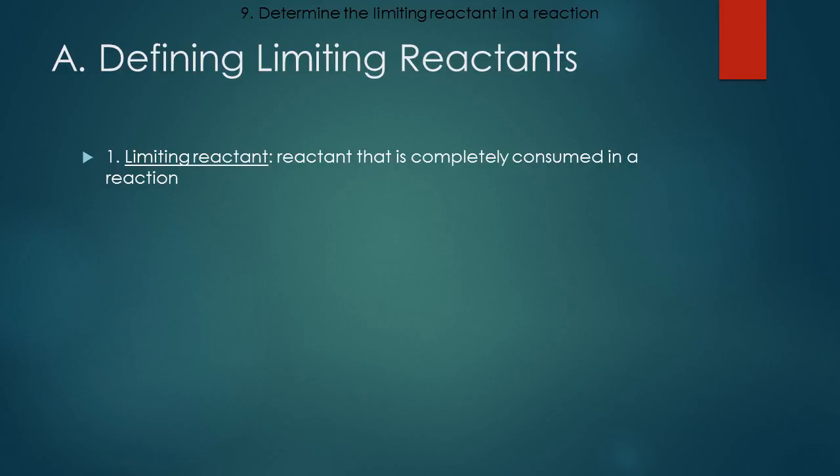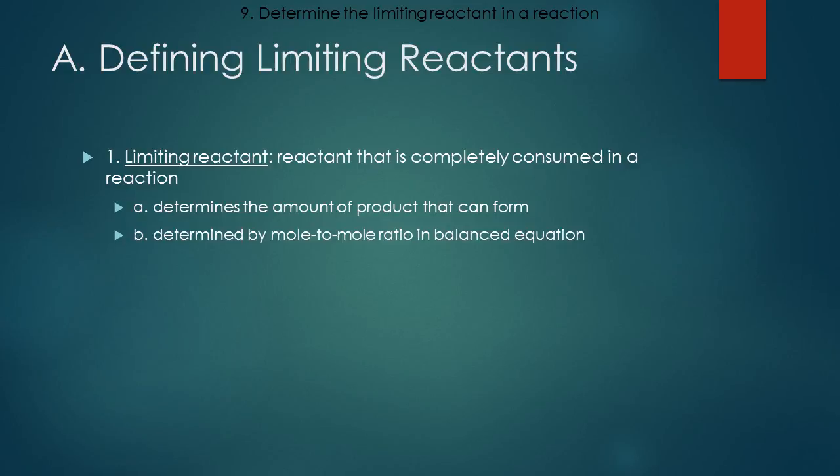So what we're saying here is a limiting reactant is a reactant that is completely consumed in a reaction. This phrase, completely consumed, means it will run out. There will be none of it left over at the end of the reaction. And as we just saw with the sandwich example, this limiting reactant will determine the amount of product that can form, because once that limiting reactant is consumed, the reaction stops. Now, in an actual chemical reaction, it's determined by the mole-to-mole ratio in the balanced equation. That's how we would determine what the limiting reactant is.